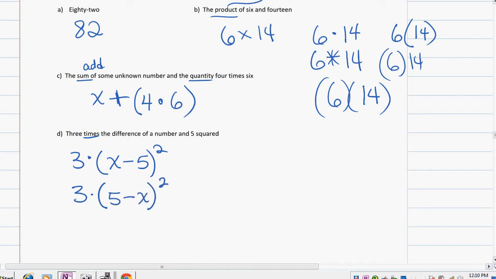A difference of a number doesn't really imply an order. You're just saying we're subtracting these two. Or 3 times the difference of a number and 5 squared. Not very clear. So communicating is really important, and asking clarifying questions. Did you mean the 5 was squared? Or is it the quantity, the difference of a number and 5, all squared?